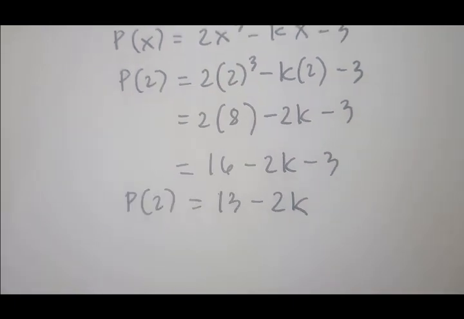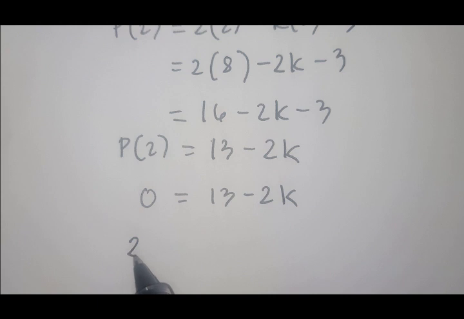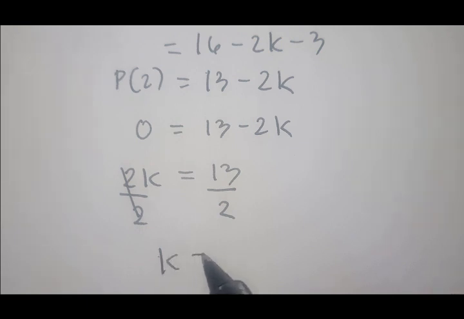Kaya lang kasi, ang kailangan natin ditong isolve yung value ng k. So, equate natin to. Let us try to assume that this will be 0. So, 0 is equal to 13 minus 2k. Yung negative 2k, transpose natin sa kabilang side. It will become 2k equals 13. Then, divide both sides by 2. The value of your k is equal to 13 over 2.